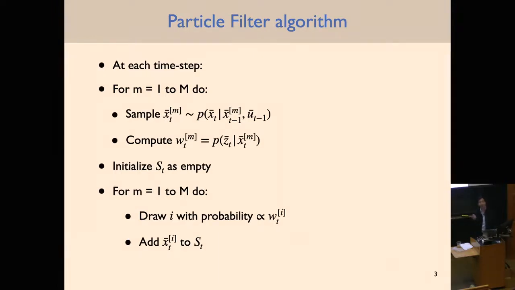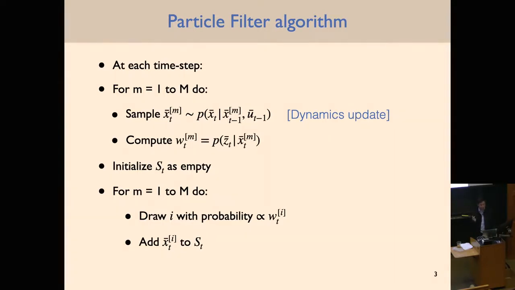We're assuming access to some dynamics model, some model that assigns a probability of getting some state xt, given that the robot was at state xt minus 1 and took control input ut minus 1. So this line up here, that's the dynamics update. We take every particle, and we sample some candidate for the next state if you started off at that particle at the previous time step.